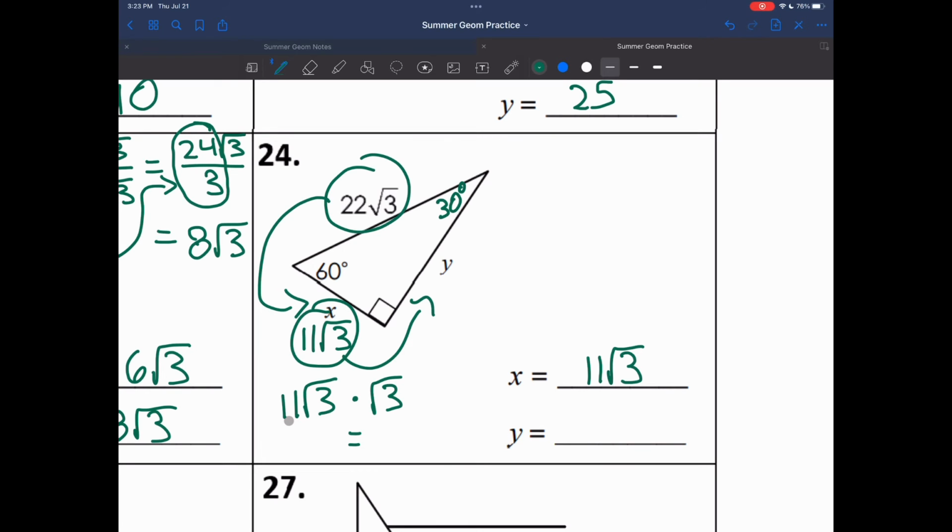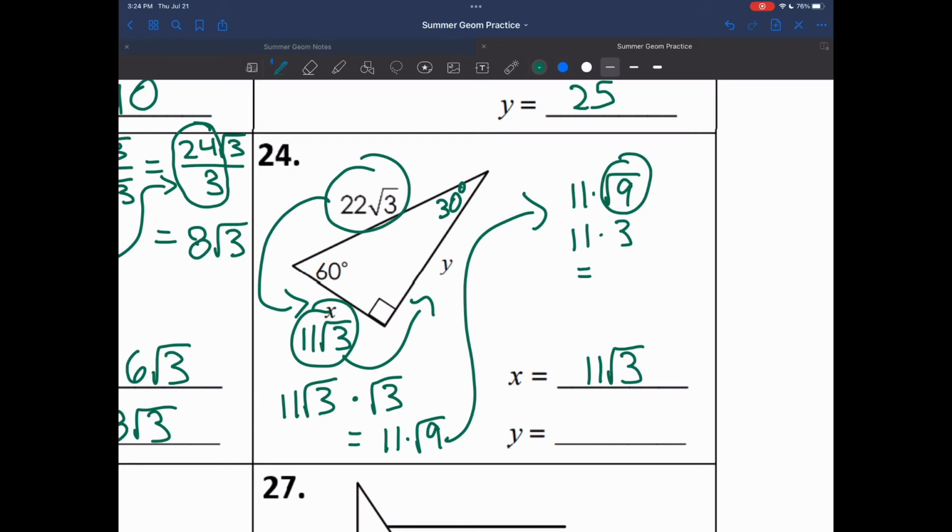So this would just become 11, and think square root 3 times square root 3 is the square root of 9, which is, you know what, I'll go ahead and write it. We won't do too much in one step. So 11 times the square root of 9. And then the square root of 9 is just the number 3. So really we're doing 11 times 3 to give me 33. So your y is a nice whole number, 33.